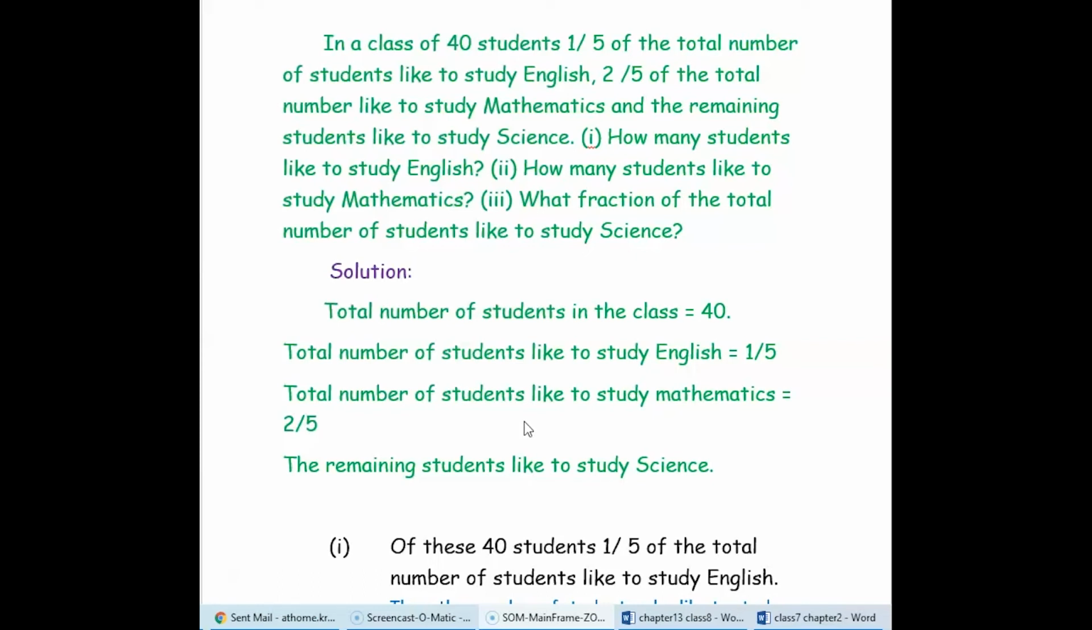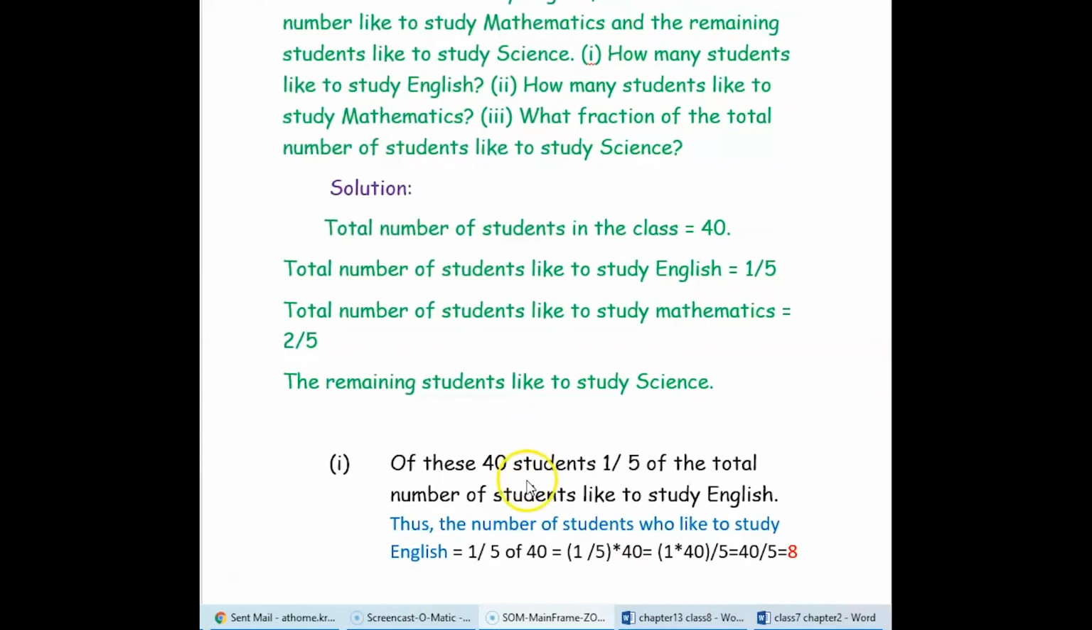So now how will we find the number of students who like English? So the total number of students who like to study English is 1/5 of the total number of students. So total number of students is 40. So 1/5 of 40, that is 1/5 into 40. So that is nothing but 1 into 40 divided by 5. 40 divided by 5 is nothing but 8. So 8 students out of 40 students like to study English.